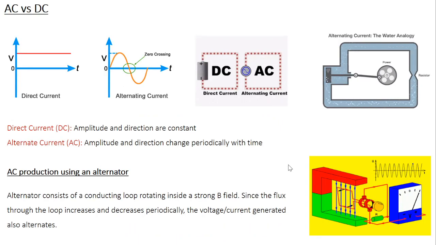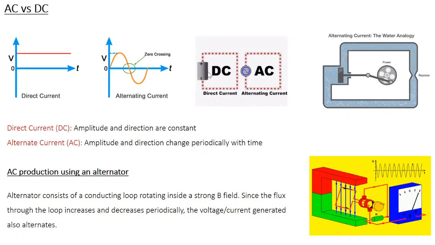Now, before going into the details of AC circuits, let's first try to understand the fundamental difference between alternating current (AC) and direct current (DC). These are the waveforms of a DC signal and an AC signal. Typically, the most common source of a DC signal is a battery.